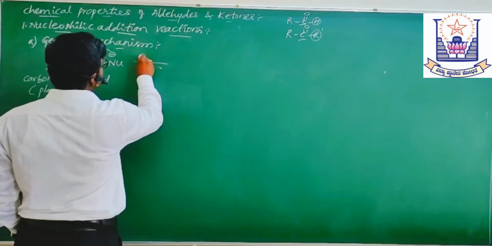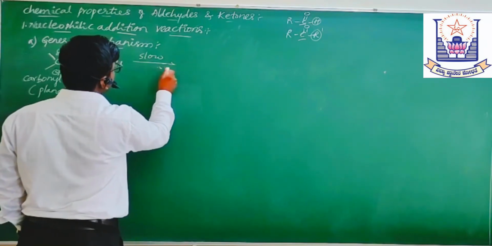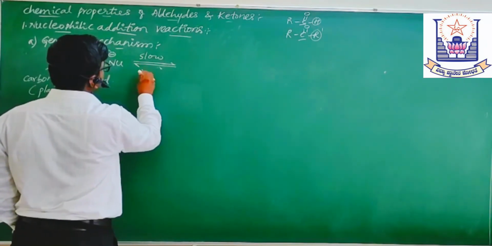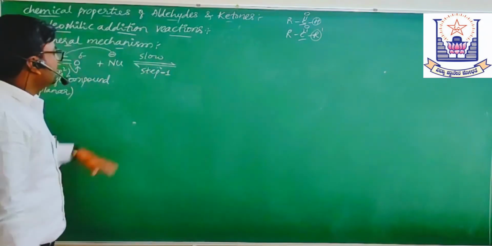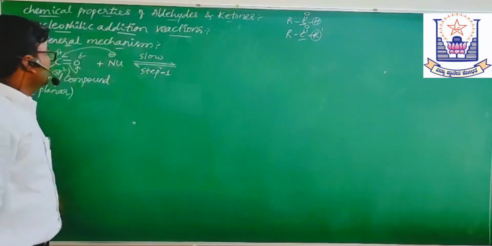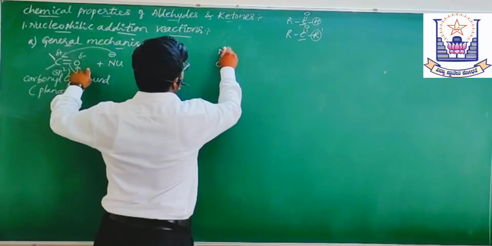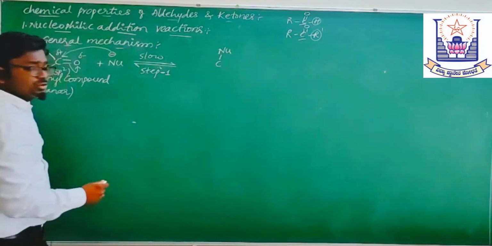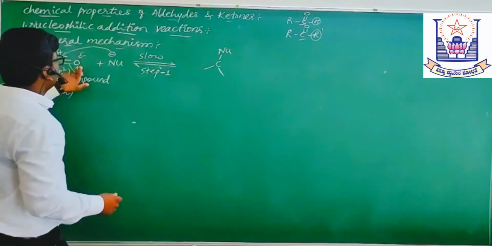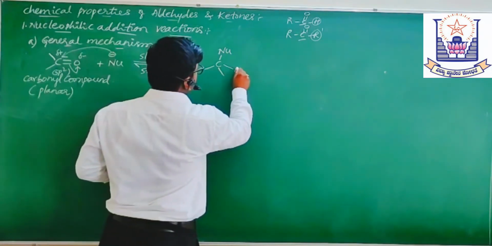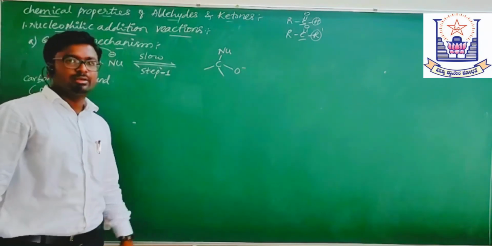This is a slow step, and it is a reversible step. This is called step 1. Step 1 is slow and reversible. Now the geometry will be changed, as the nucleophile has attacked. Now these two bonds will adjust themselves like this, then O minus is there like this. It is an intermediate and unstable.